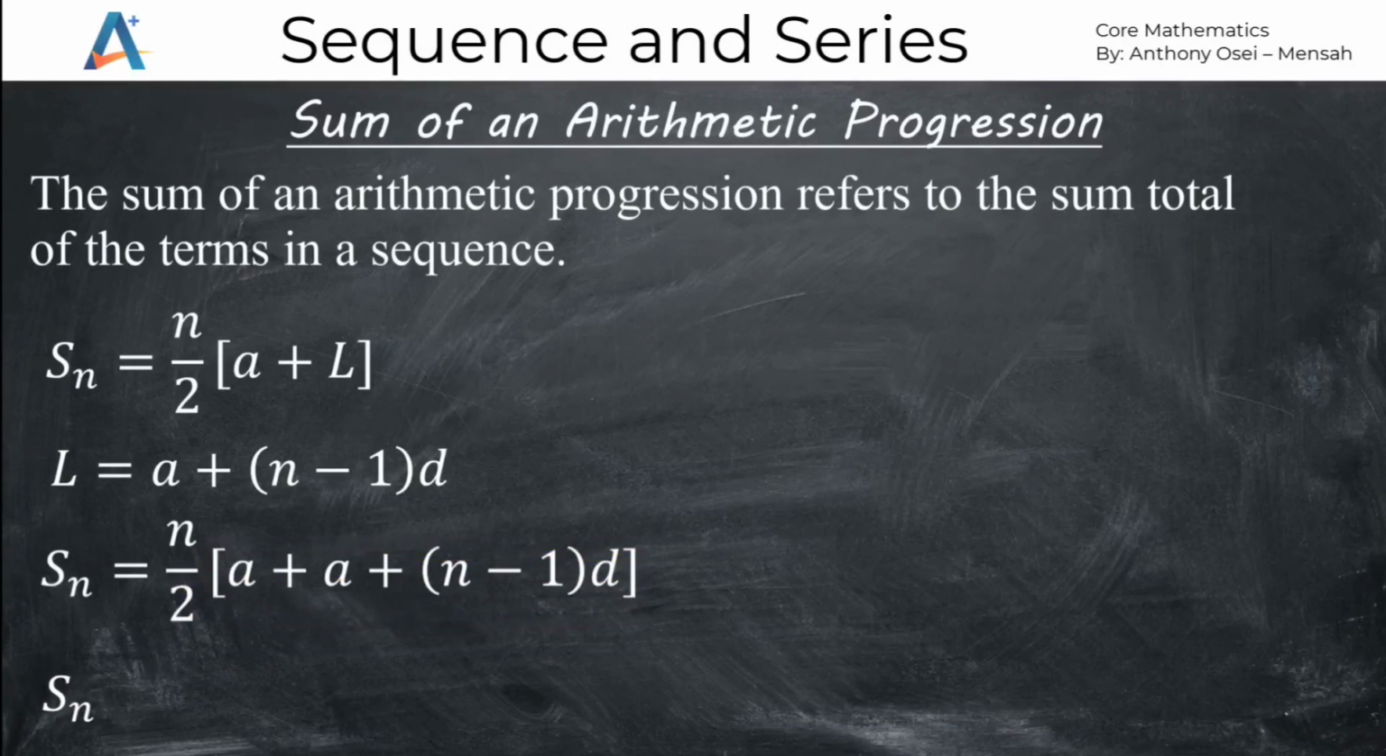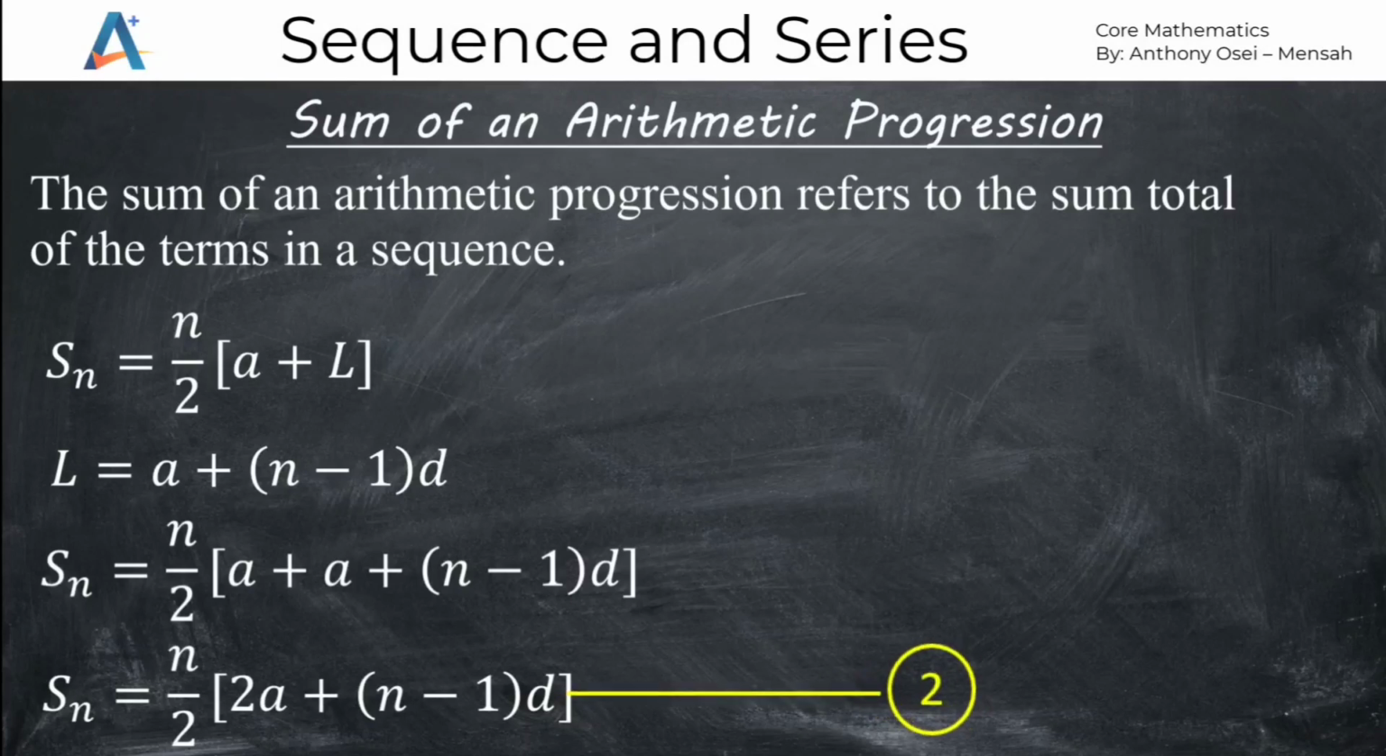So to simplify the terms in the bracket, the sum of a certain number of terms will be equal to n over 2 into bracket, a plus a is 2a, plus n minus 1 multiplied by d. So this becomes the second formula for Sn, that is, the sum of the terms.